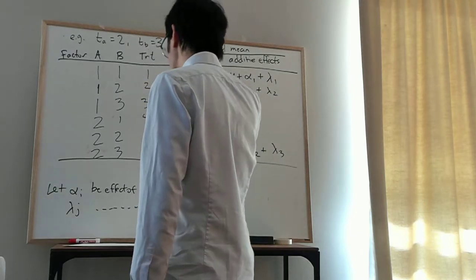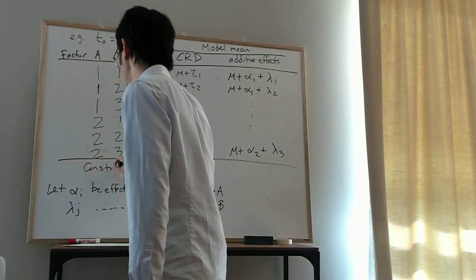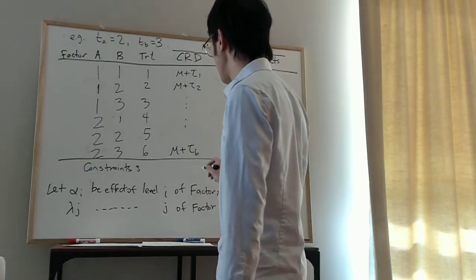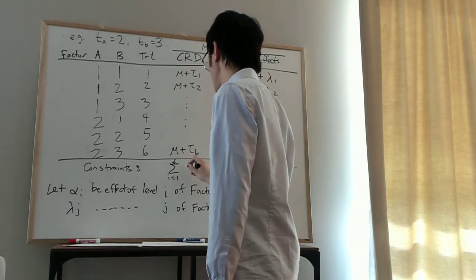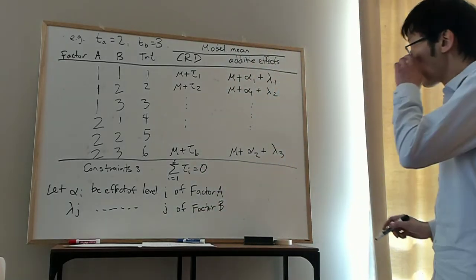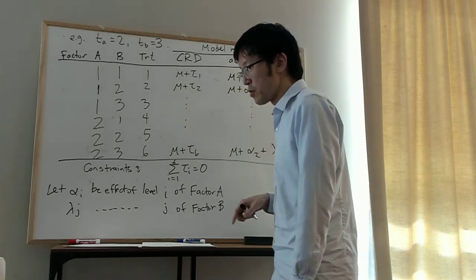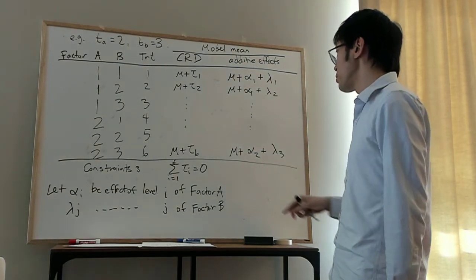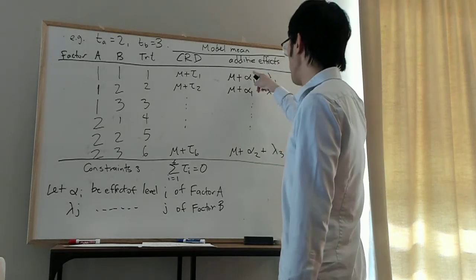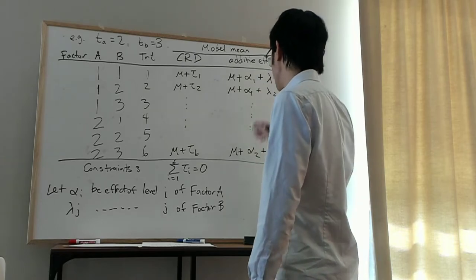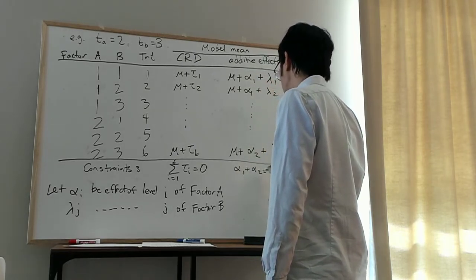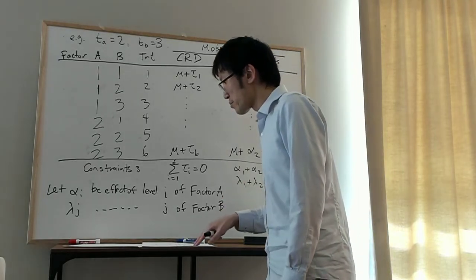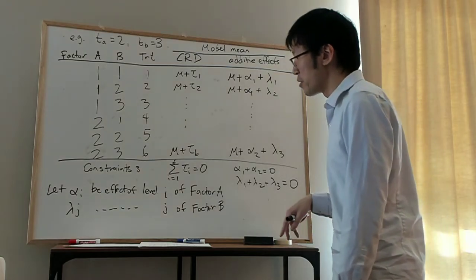The other thing we should make a note of here is constraints, so that the parameters can be interpreted in the way we want. We learned in the CRD case that the sum of the six treatment effects needs to be zero. So we have one constraint on the taus if we analyze this as a CRD. Now, if we analyze this as an additive model with the two factors, then we can infer what the constraints would be. We have two alphas, and so not surprisingly, there's a constraint induced, which is that the sum of the alphas is zero, and the sum of the lambdas is zero. Okay, so this looks a lot like the RBD constraints.